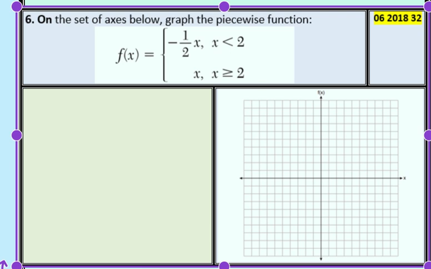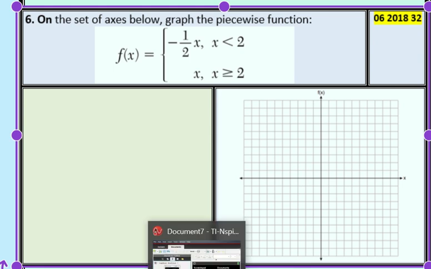Question 6. On the set of axes below, graph the piecewise function f of x equals negative 1/2 x when x is less than 2, and f of x equals x when x is greater than or equal to 2. So what we really want to do is take a piece of the first function and graph it with a piece of the second function. So let's go to our TI Nspire graphing calculator.